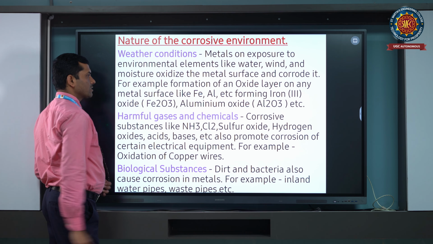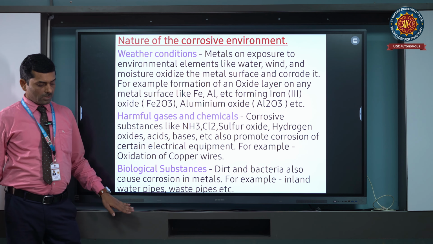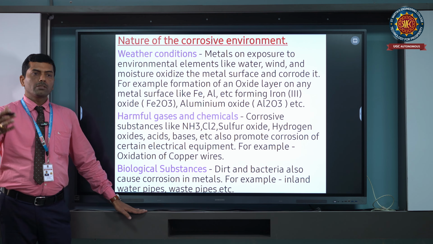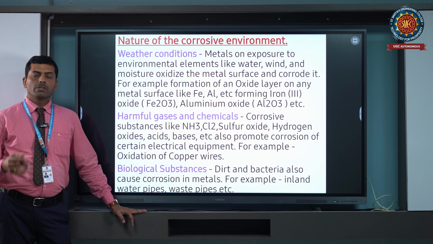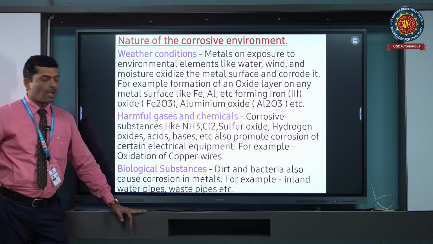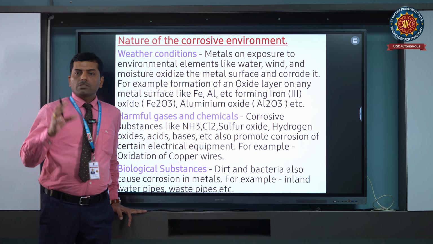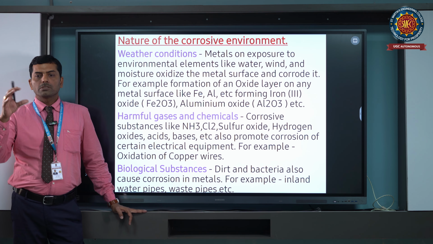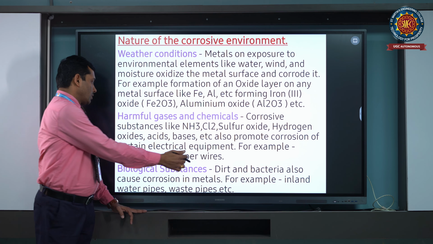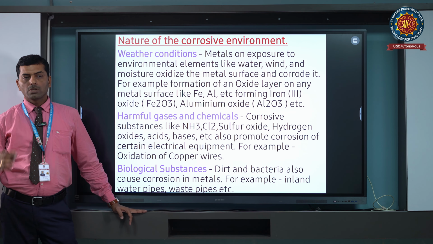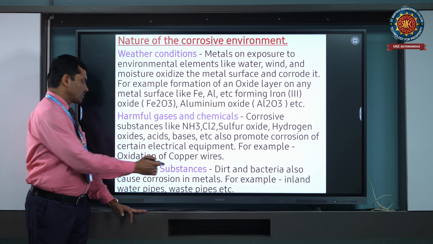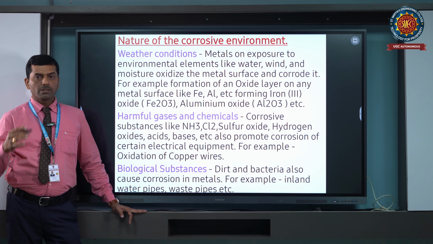Next, harmful gases and chemicals. Harmful gases in the corrosive environment include sulfur dioxide, chlorine, and oxides. Ammonia, chlorine, sulfur oxides, hydrogen oxides, acids, and bases all have the chances to set up an electrochemical cell in the presence of an anode and cathode, finally converting the pure metal to a metal oxide. One example is the oxidation of copper wires, where the copper is completely converted to carbonates.